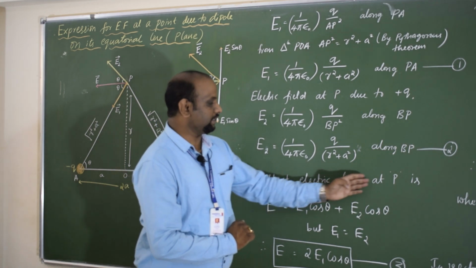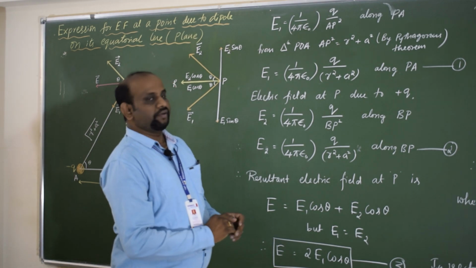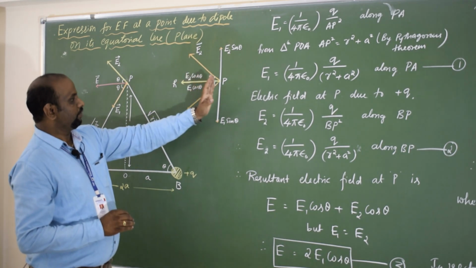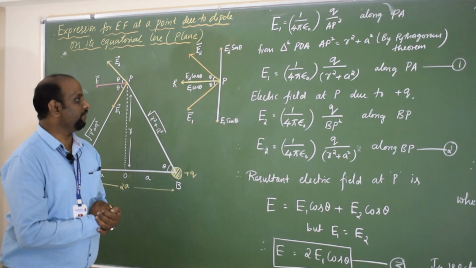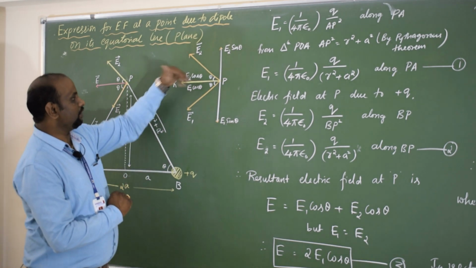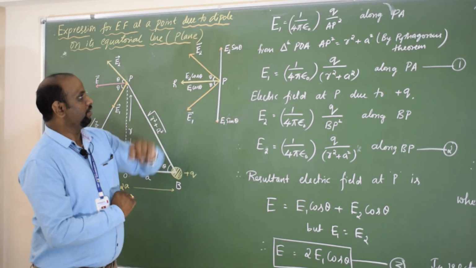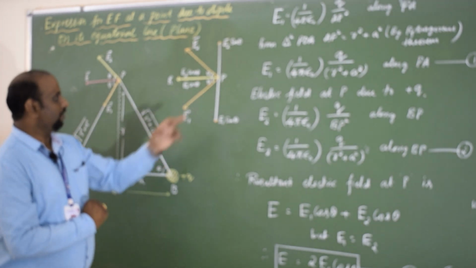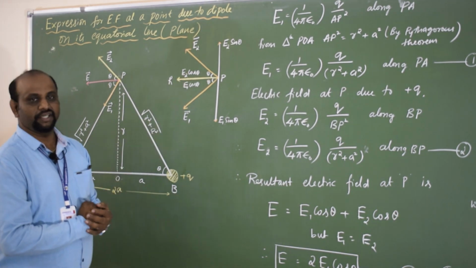The resultant electric intensity at the point P is given by, so I already told you, there are two electric fields acting, E1 and E2. E1 splits into a vertical component E1 sin theta and a horizontal component E1 cos theta. Similarly, E2 also splits, with vertical component E2 sin theta and horizontal component E2 cos theta. But the vertical components are equal and opposite, hence they cancel each other. E1 sin theta and E2 sin theta cancel each other. Along the horizontal, two components remain: E1 cos theta and E2 cos theta.